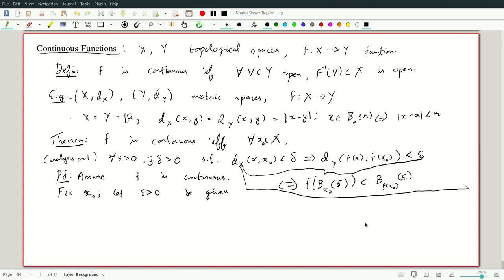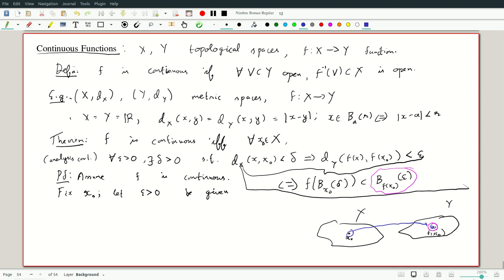And then it's time for a picture. So we have here X, and here we have Y, and we have x0, and we have f of x0. And the epsilon being given is a number, but we want to think of it as a ball of radius epsilon being given, this ball being given here. Okay. And what we want to find is something small enough, which goes into this.